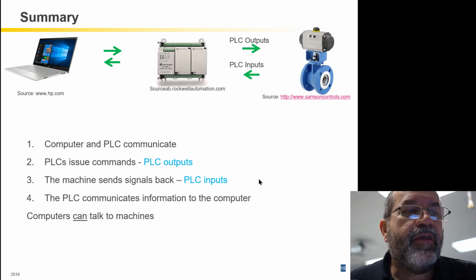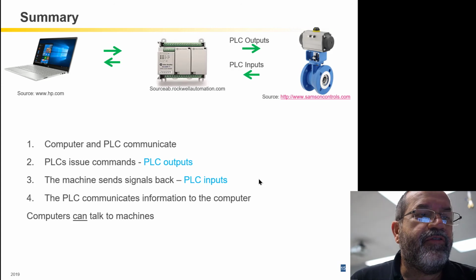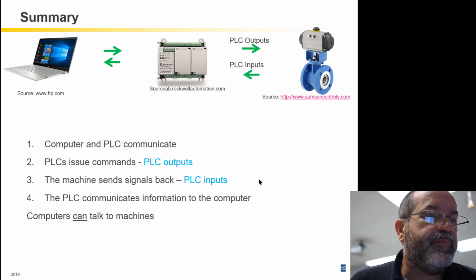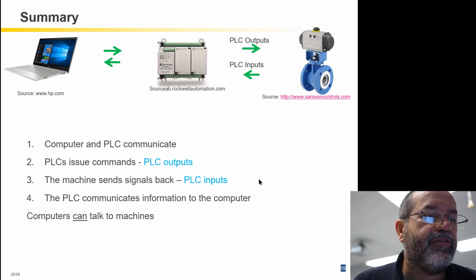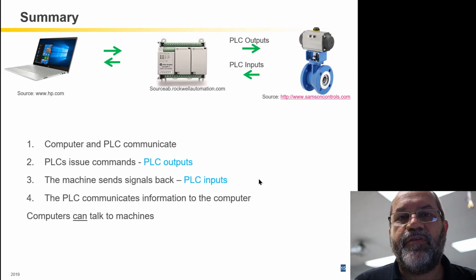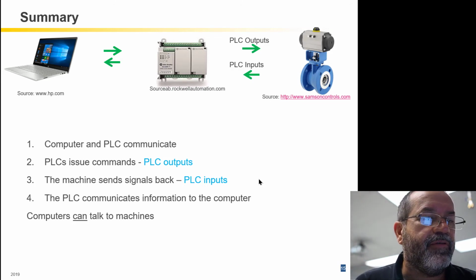In summary, computers and PLCs communicate. PLCs issue commands, that's our PLC outputs, and the machine somehow sends a signal back to say that it's done the command. That's our PLC inputs. And then the PLC conveys information back to the computer. So in that way, computers actually can talk to machines.